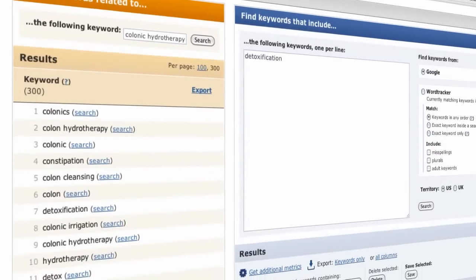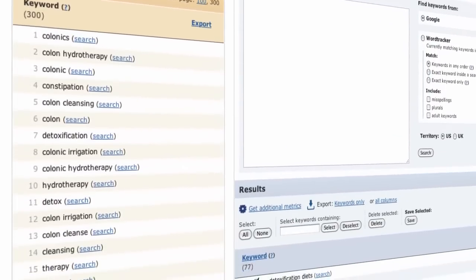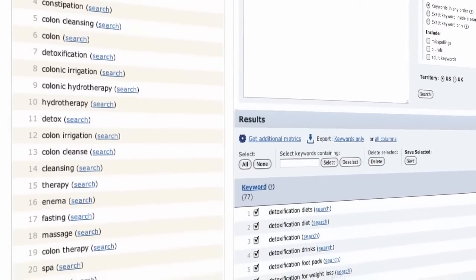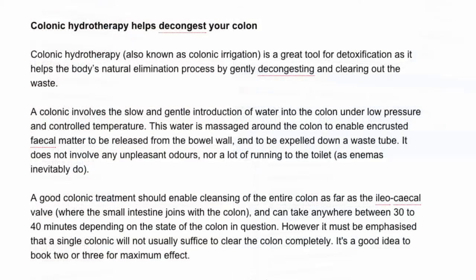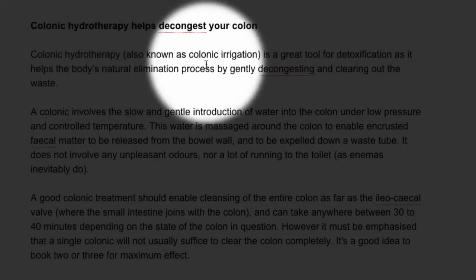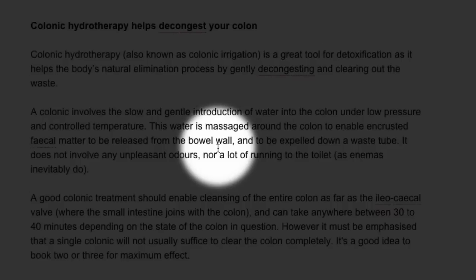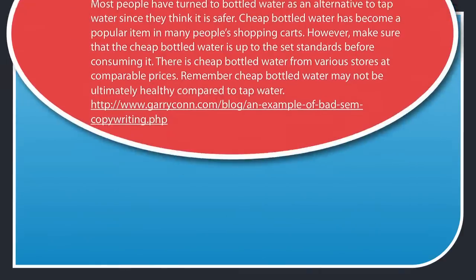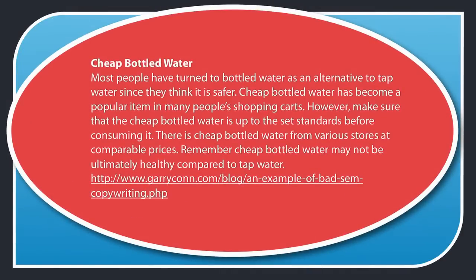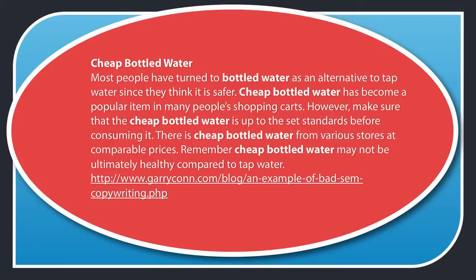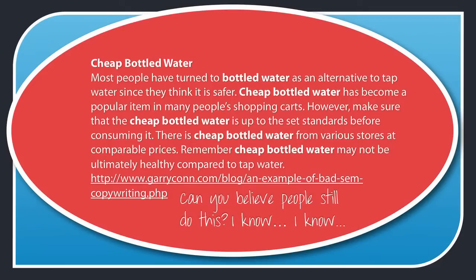This is a great use for the Word Tracker keyword tool, as you can find plenty of on-topic language with search volume to work into your page. See how this colonic hydrotherapy section uses the words colonic hydrotherapy, colonic irrigation, detoxification, and bowel wall in a natural way that makes sense to the reader? Here's an example of where it went horribly wrong. Look how many times the words cheap bottled water has been worked into that paragraph. What do you think a human reviewer from Google is going to think when he sees that? Spam, right? You don't want to do that, or you will be removed from Google's index.